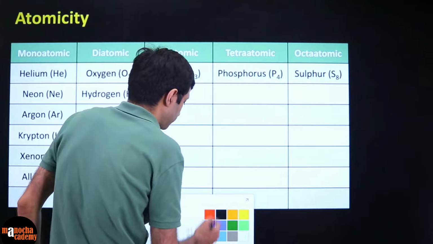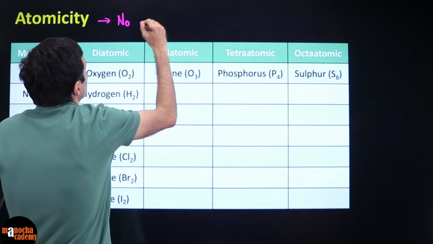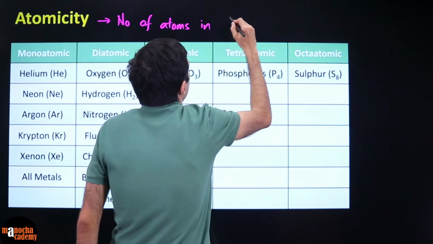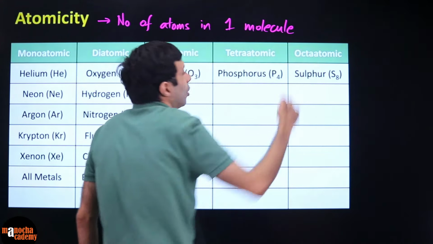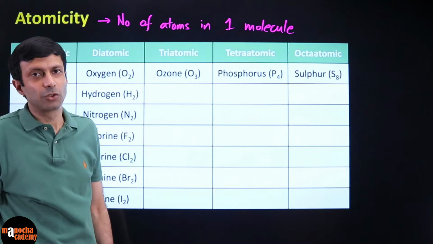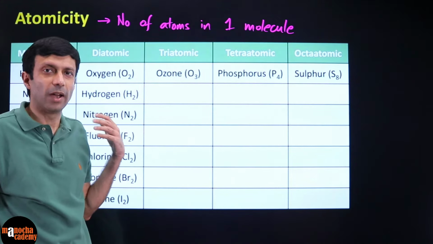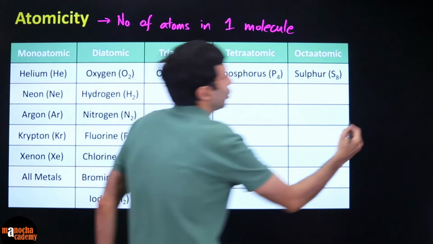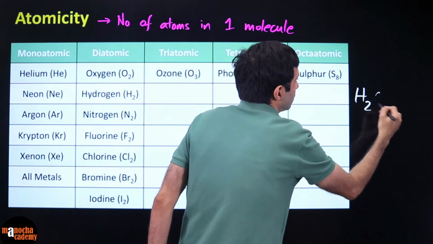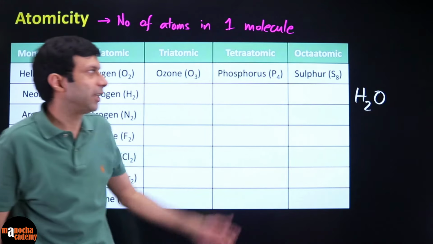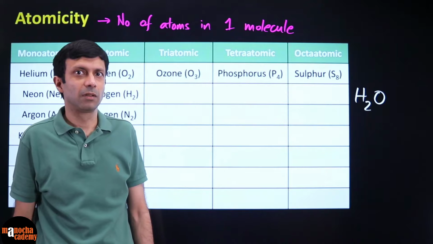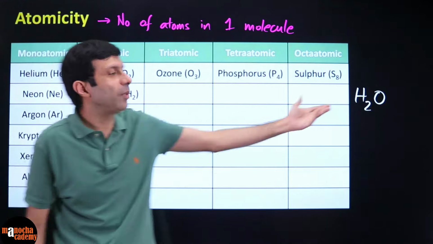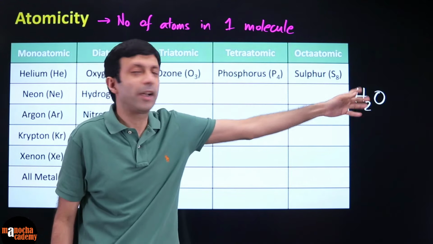Okay. So what is the meaning of atomicity? Atomicity means the number of atoms in one molecule of the element. So normally we talk about atomicity for elements. Sometimes in books it's given otherwise. If I ask you, what is the atomicity of water? Can you guys tell me? What is the atomicity of water? So the number of atoms in one molecule, normally it is for elements. So how many atoms does a water molecule contain? 2 hydrogen, 1 oxygen.